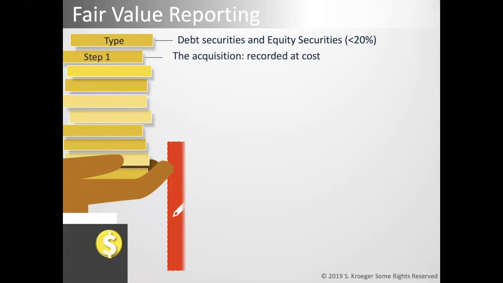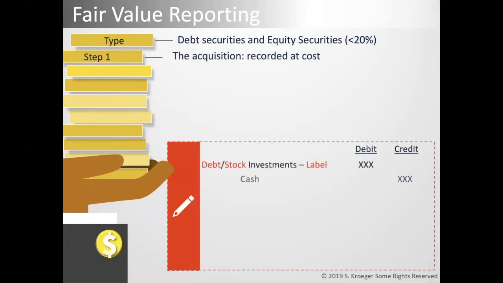First, let's look at the entry to purchase these securities. By the way, the fair value method is also called the cost method because you record the purchase at your cost. You would either debit debt investments for bond purchases or stock investments for stock purchases. The red color indicates where you would choose. The label would either be trading or available for sale. You never need to guess. The problem would tell you which one to use.